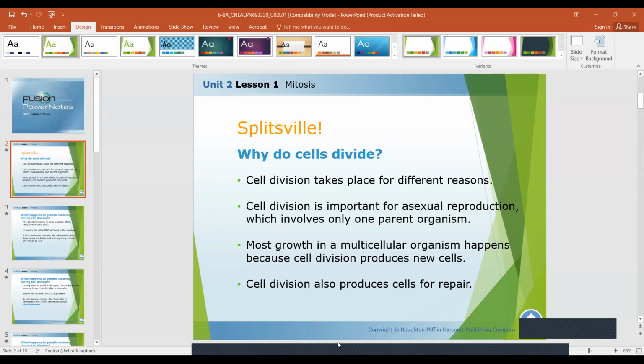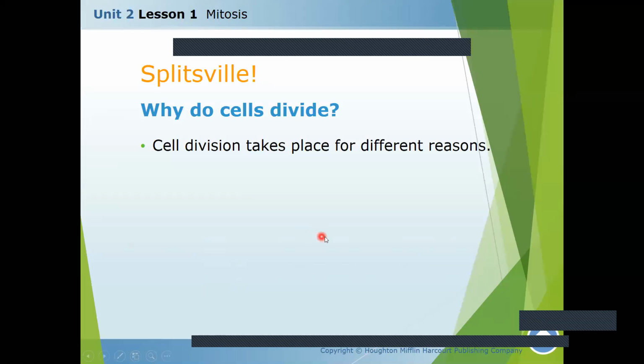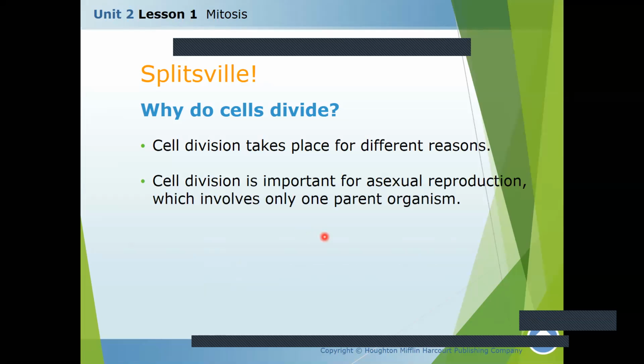Now coming to your first page here, why do cells divide? Come on, Mateen, can you read this out? Why do cells divide? Cell division takes place for different reasons. Cell division is important for asexual reproduction. Girls, there are two types of reproduction. One is asexual and the other is sexual. When I say sexual, that means two parents. When I say asexual, that means one parent. Girls, the whole unit is about reproduction.